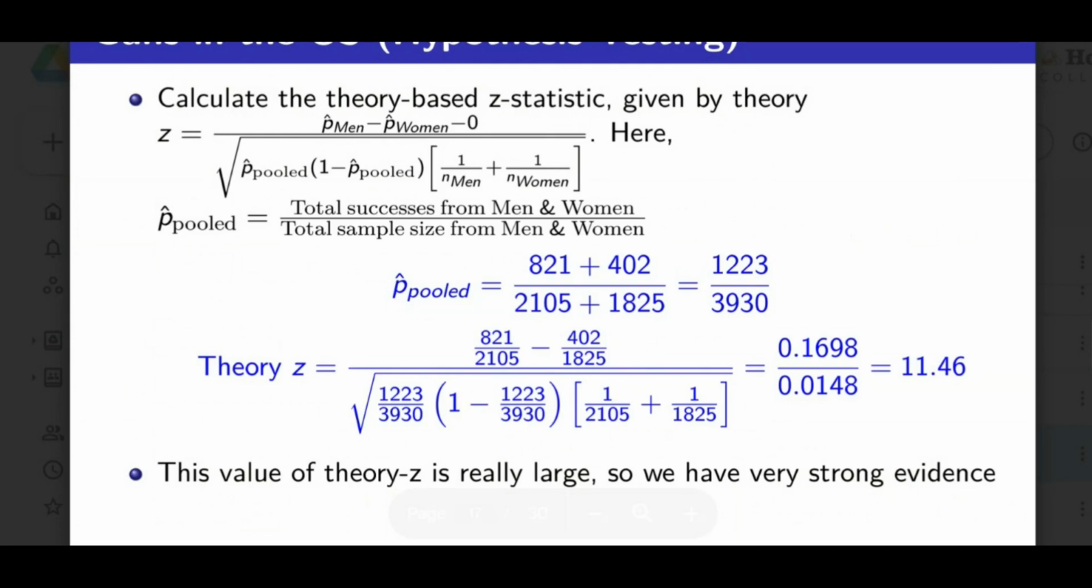And now does this definition make sense? Total successes among men and women. Successes means yes, I do own at least one gun. Yes is typically the success definition. So you add up all the yeses. How many yeses did you have among the men? How many yeses did you have among the women? Just add them up, and you divide by everybody. So that gives you p hat pool. That's the only new number here. The rest is just arithmetic.